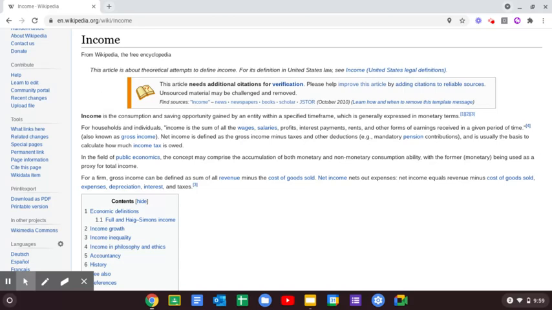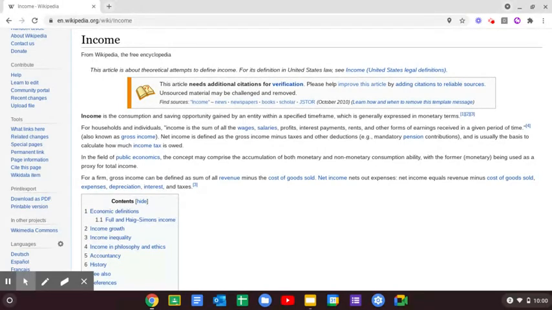What is it really talking about? As you can see, income is the consumption and saving opportunity gained by an entity within a specified time frame, which is generally expressed in monetary terms. Not real clear, okay? That might not make sense to a lot of us, but the next one really does. For households and individuals, income is the sum of all the wages, salaries, profits, interest payments, rents, and other forms of earnings received in a given period of time. So the money we're making.